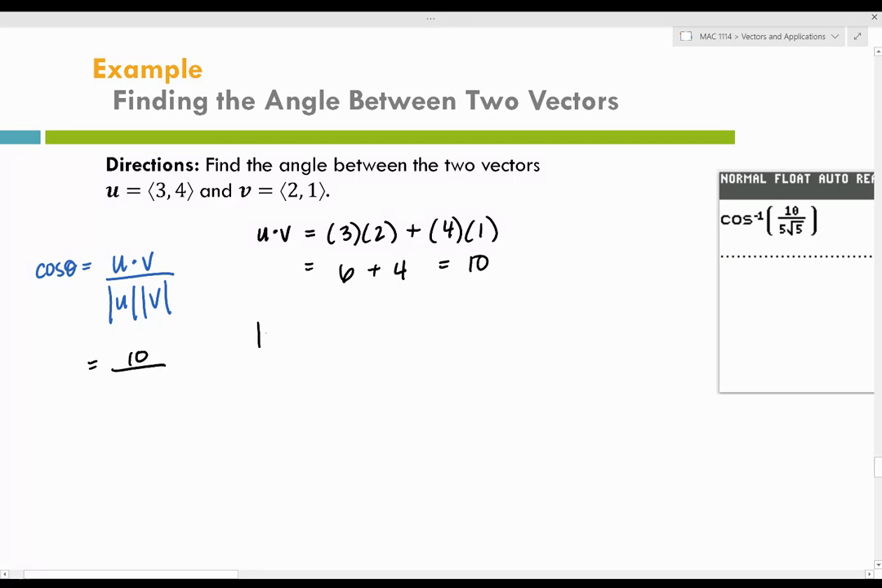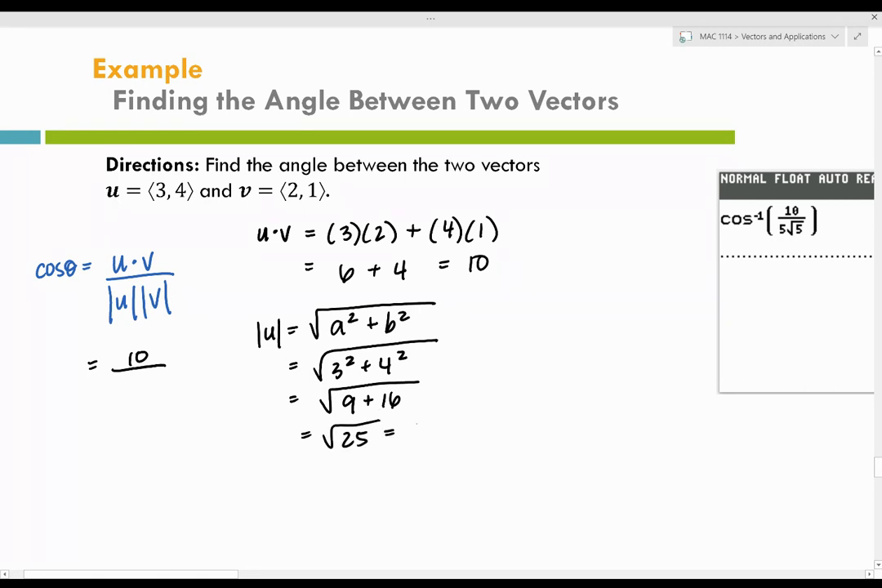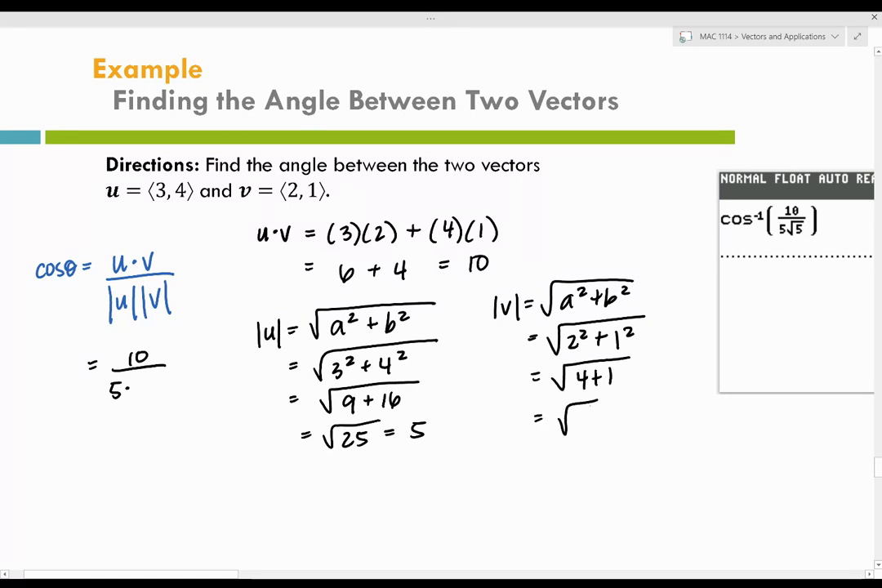Then I'm going to find the magnitude of each of my vectors. Remember, magnitude is defined as the square root of a squared plus b squared. For u, that would be 3 squared plus 4 squared. 3 squared is 9, 4 squared is 16, so that's the square root of 25, which gives me 5. Then I'm going to find the magnitude of v. Same formula, plugging in the horizontal and vertical components for v. That gives me 4 plus 1, which is the square root of 5.